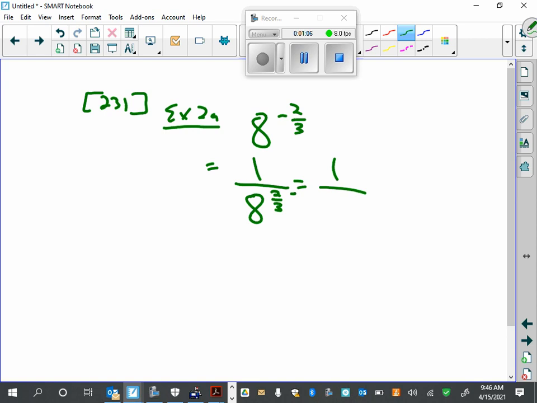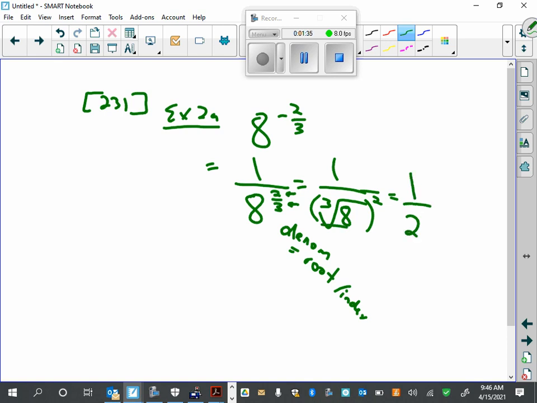So is this square root or third root? This is cubic root. The denominator equals the root, or the index. So cubic root of 8 all squared. And then cubic root of 8 is 2. So 1 over 2 squared equals 1 over 4. So yesterday your answer was 4. Today it's 1 over 4.